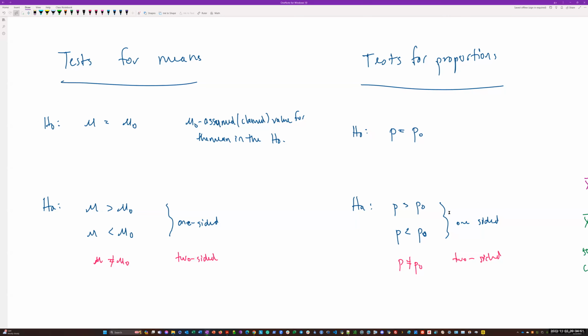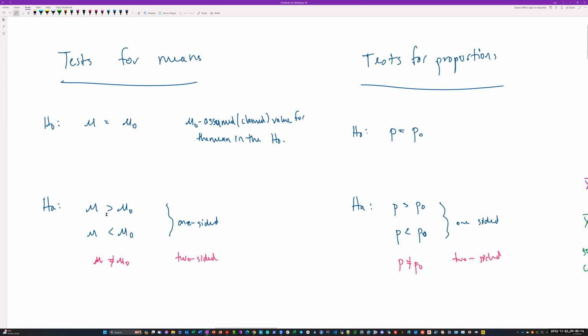And for the most part, unless the question gets more involved, rarely is that going to happen. So the thing is that you must assume something in the null hypothesis, right? And it has to be about a parameter. Does that make sense? So this is generally the way it'll be written: mu is equal to mu naught, where mu naught is some fixed value. So this is some assumed or claimed value for the mean in the null hypothesis.